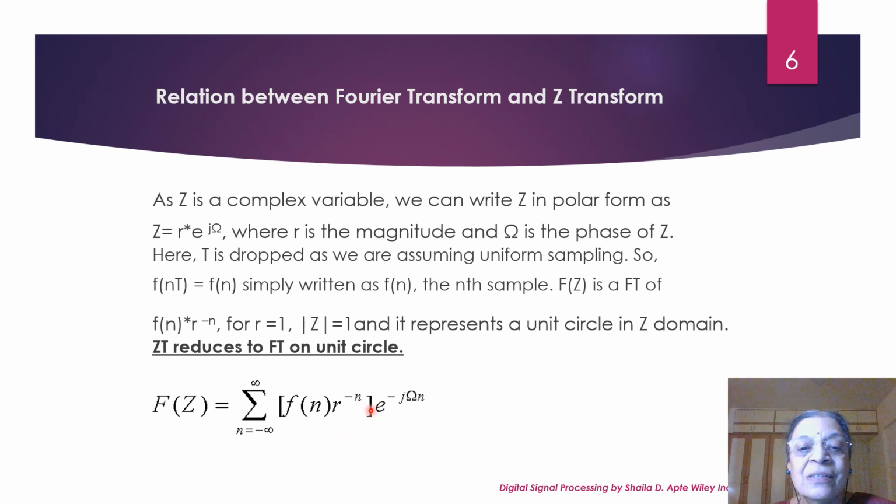So what is any signal into e raised to minus j omega n? It is the Fourier transform. So this Z transform is nothing but the Fourier transform of Fn R raised to minus n. Okay, so if I take R equal to 1, that is a unit circle in Z domain, then the corresponding Z transform will be the same as the Fourier transform. So we can say that Z transform reduces to Fourier transform on a unit circle.